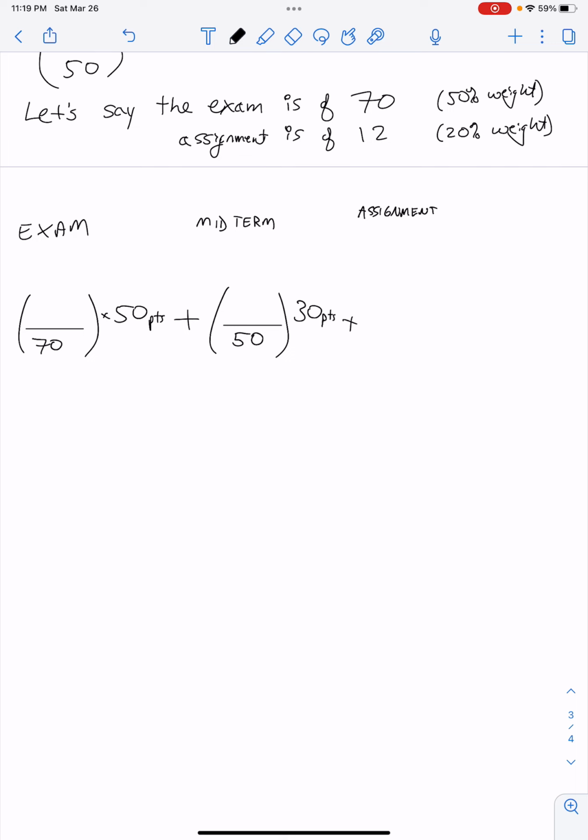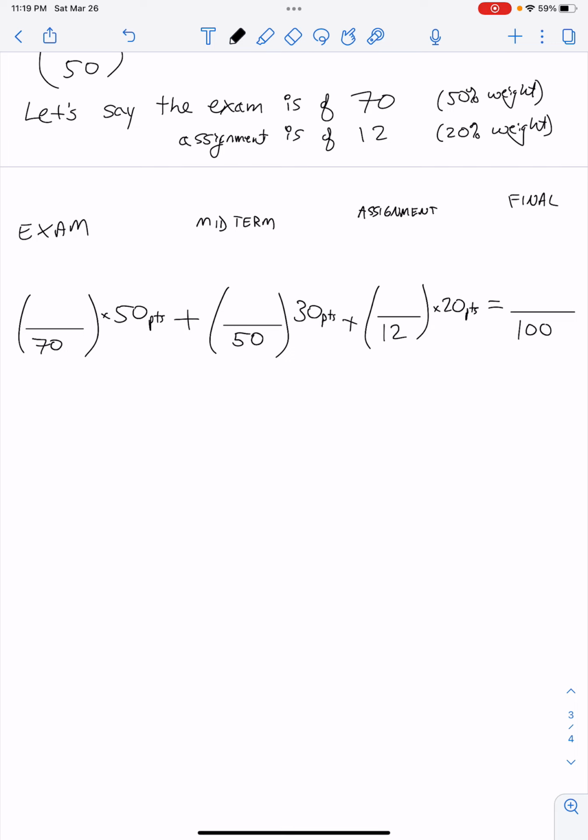A little worried about the room. I think we'll make it. And that was out of 12. And we got potential 20 points here. And that's all equal to, I think we made it, at 100 possible points. This is our final.